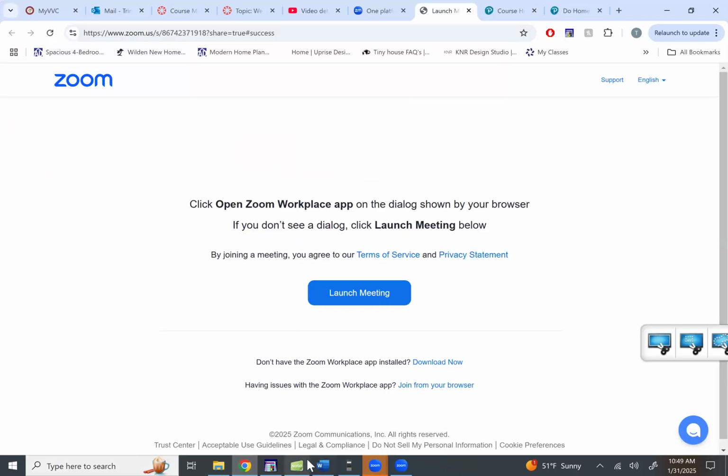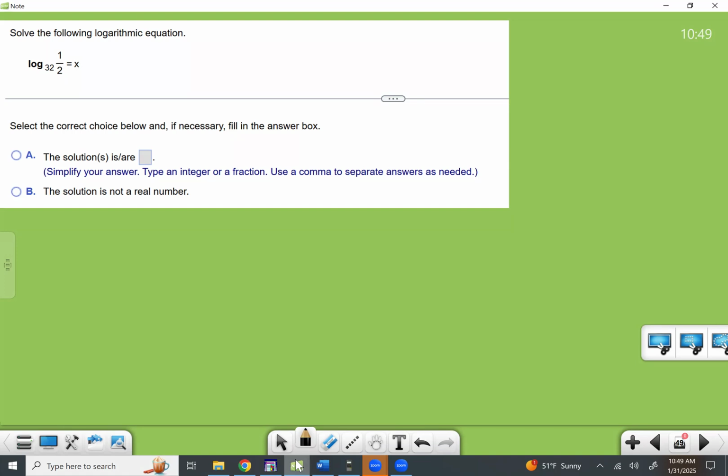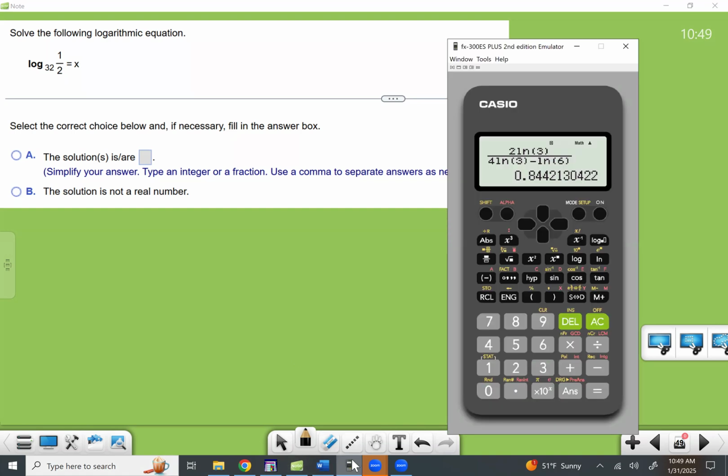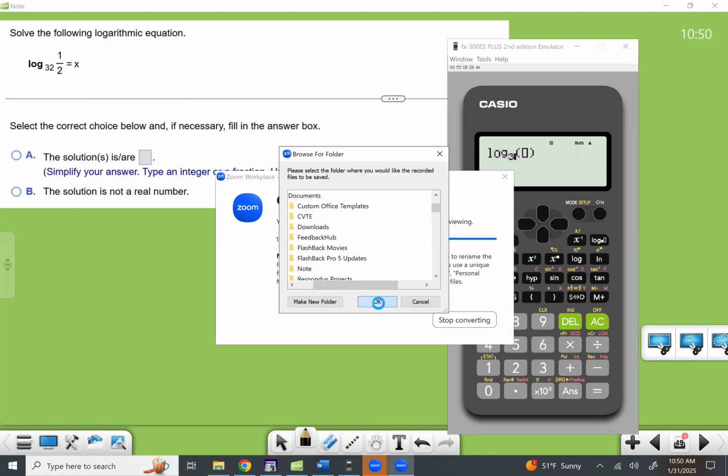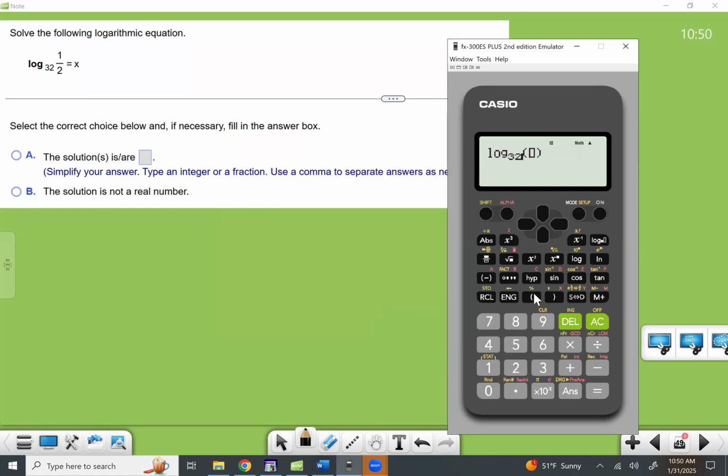All right, let's take a look at this problem. Now, if you happen to have the class calculator, then this problem's kind of pointless. You can just use this button right here. So log, you could pick your base on our calculator. So log base 32 of 1/2.